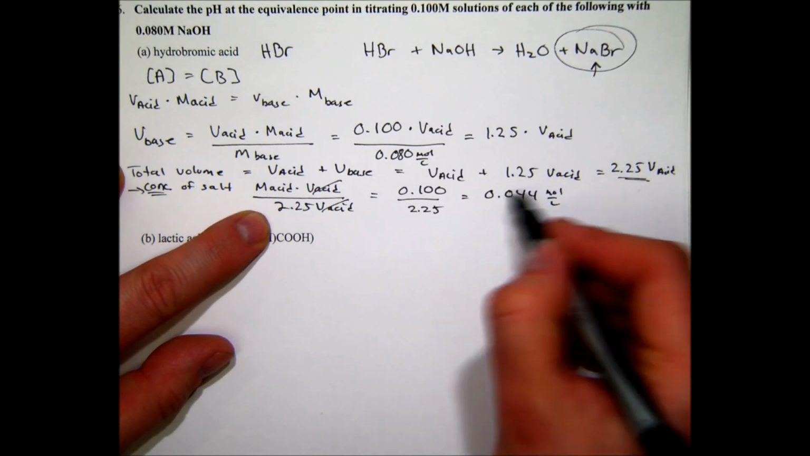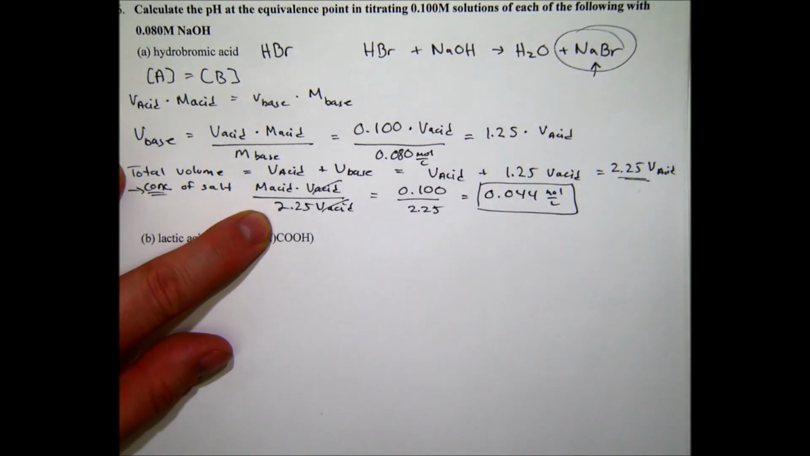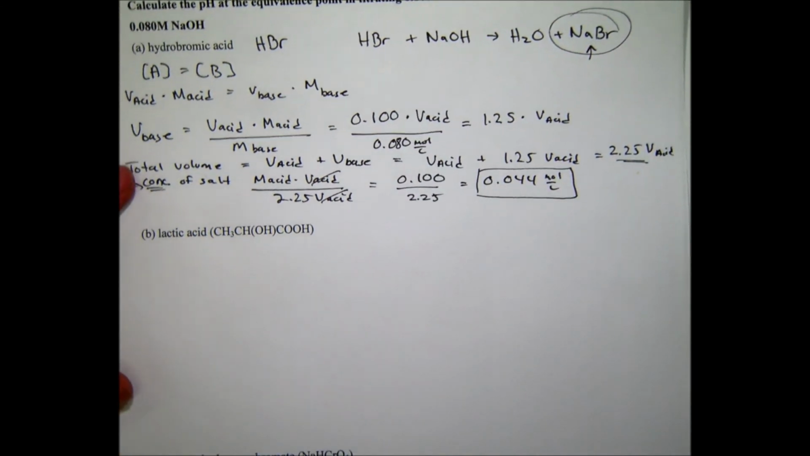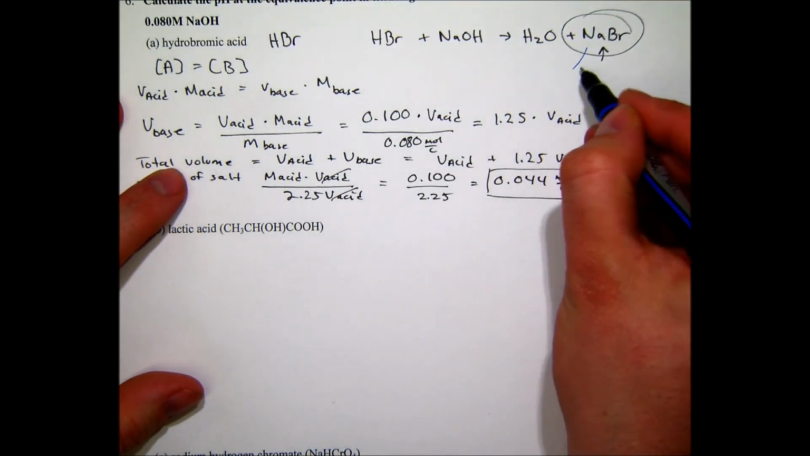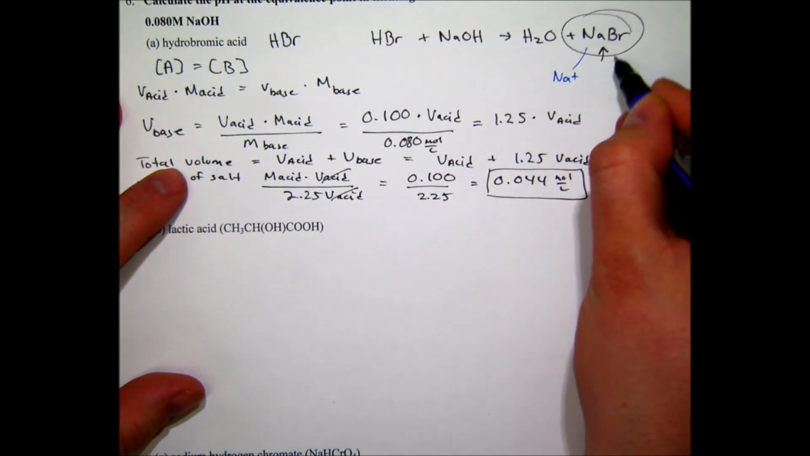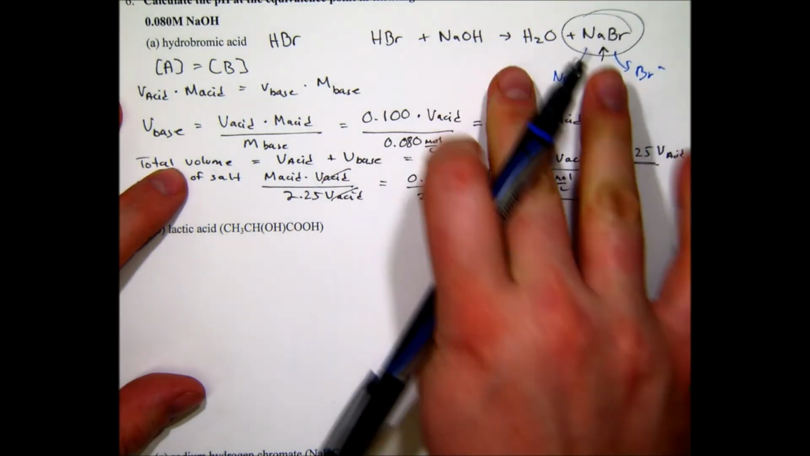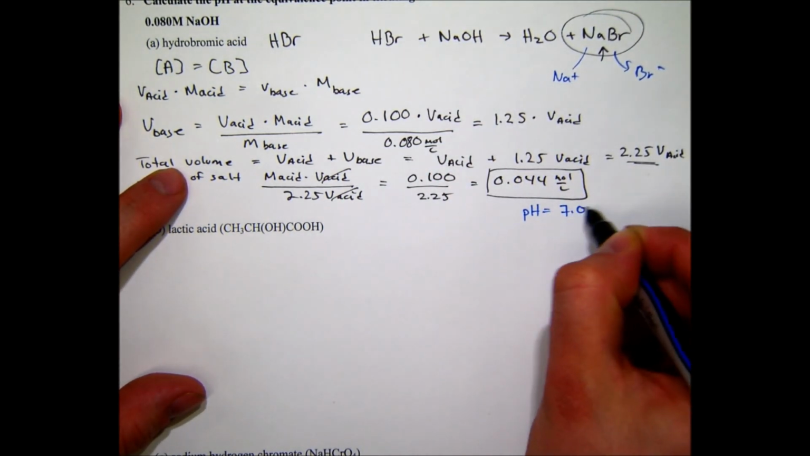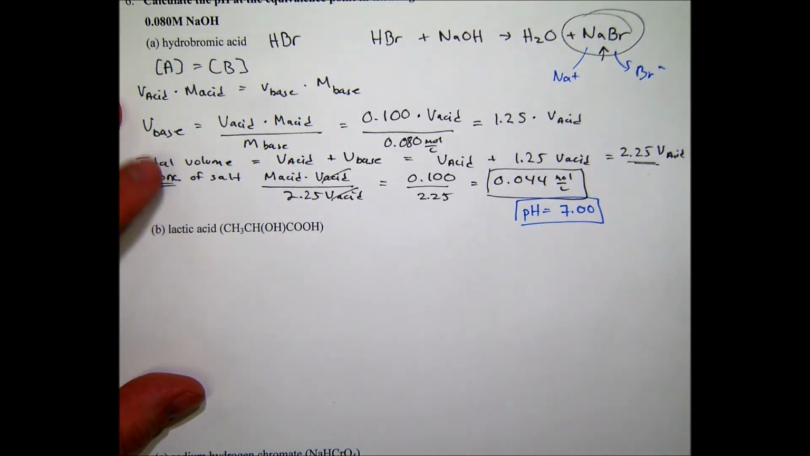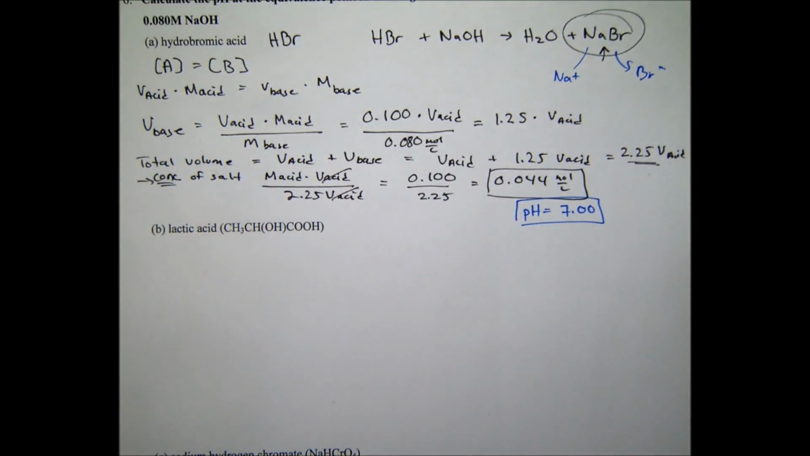moles per liter. So the concentration of all of these solutions where we're talking about salts is going to be 0.044. It doesn't matter what we're doing because we have defined concentrations of our solutions. And like I've already talked about, in this case, sodium ion and bromide ion, neither of which will affect the pH. The pH then is going to be equal to 7, a strong acid and strong base.